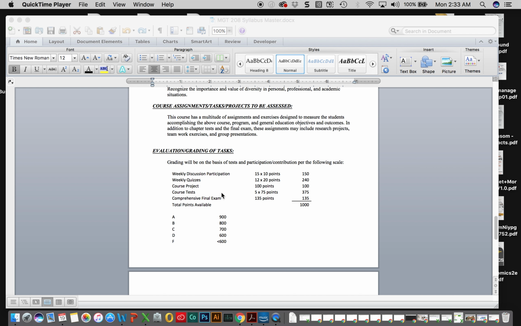Course tests, there are 5 tests throughout the course, worth 75 points apiece for 375 points. So if you look at the tests and the quizzes, those are the largest portion of your total grade. And then also we have a comprehensive final exam, which is over every chapter throughout the entire course, and that is worth 135 points. Grand total of 1,000 points. So make sure you pay attention to each one of these so that you know how valuable each one of them is.